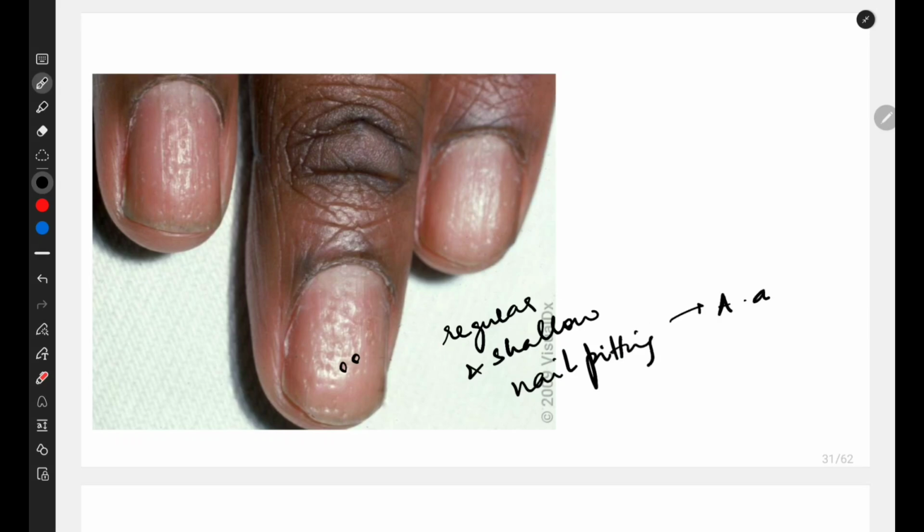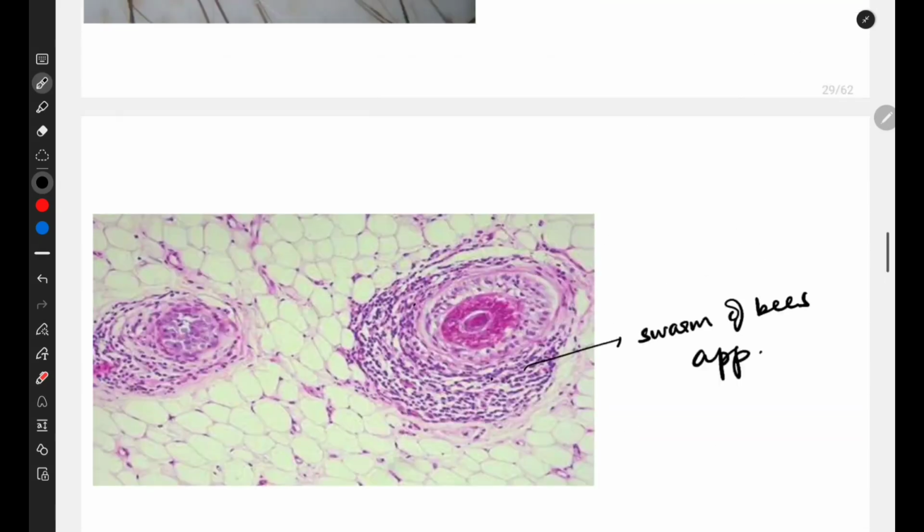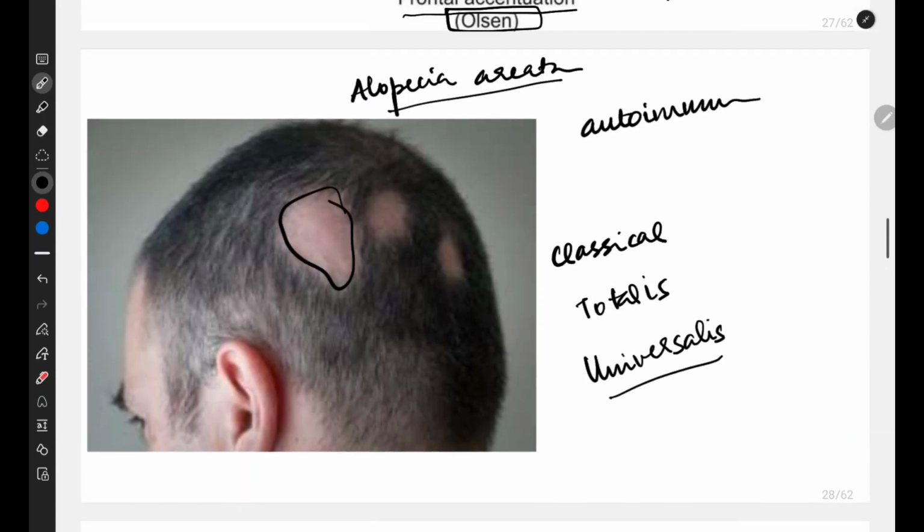Is seen in alopecia areata. So coming to the treatment, if it is a classical short small patches, then we can apply topical steroids or intralesional steroids. There will be steroids applied intralesionally.